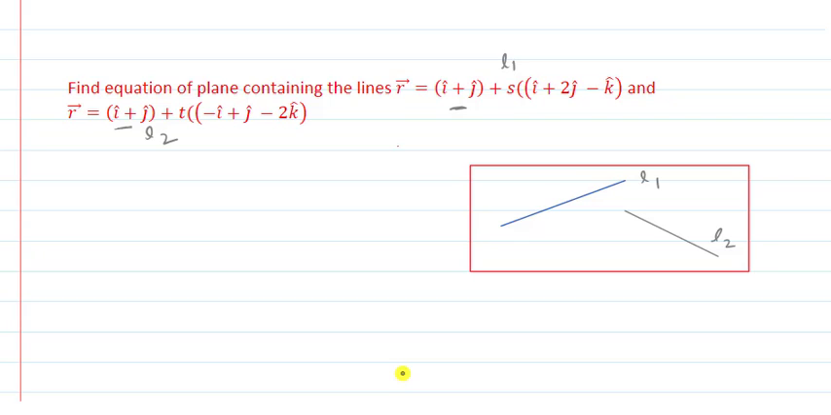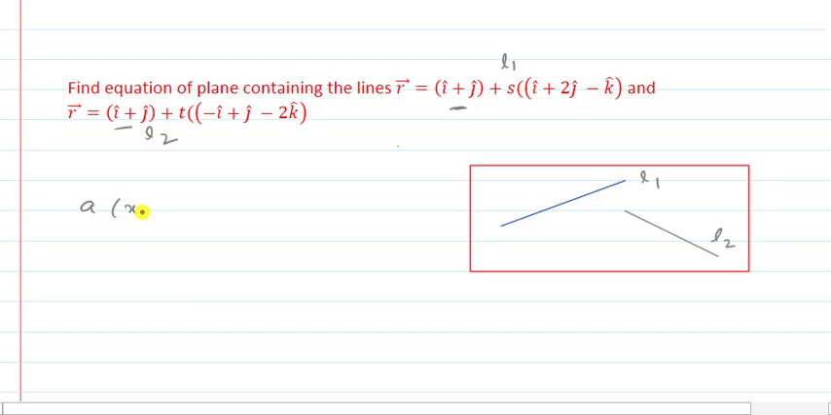So now I think you understood: when lines are perpendicular to the required plane's normal, again we'll use the same concept, that the dot product of direction ratios of the lines and direction ratios of the normal to the plane will be 0. It means the equations that we are getting are, number 1, a into x minus 1 plus b into y minus 1 plus c into z minus 0 is equal to 0. This is equation number 1, which we are getting from these passing points.